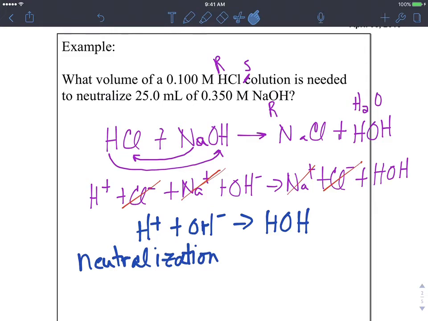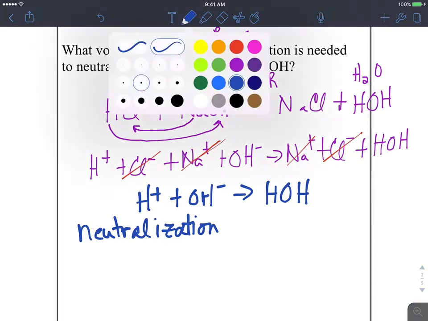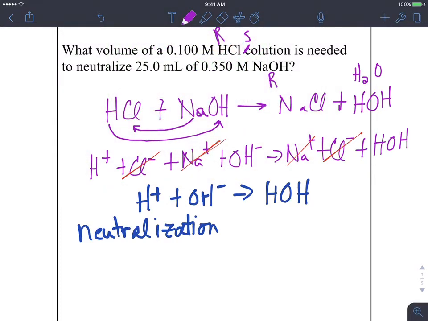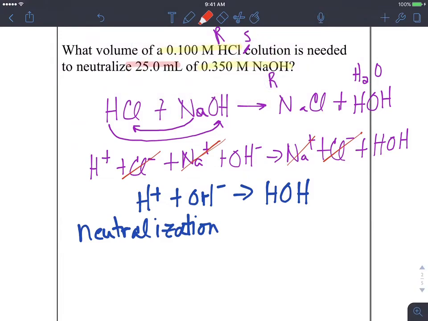All right, so how does that pertain to the problem that we have up above? Well, I'm going to change back colors here for a second. It says, what volume of a 0.1 molar HCl solution is needed to neutralize 25 milliliters of a 0.350 molar NaOH. Now, just like the precipitation reactions, you need to remember that molarity is a conversion factor. So these two values here are actually conversion factors. They are not going to be our given. So the only value that we are given is 25 milliliters.